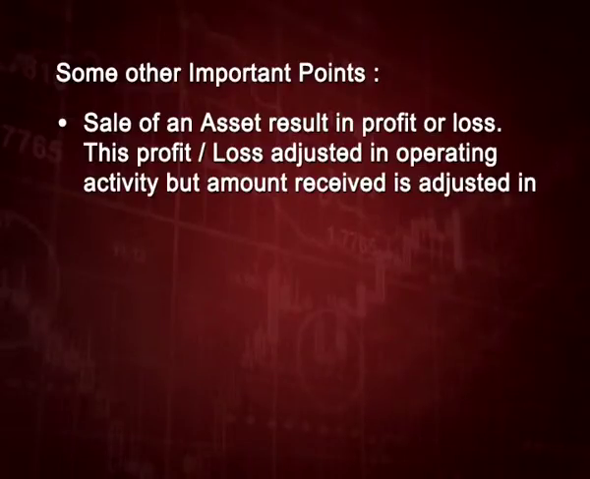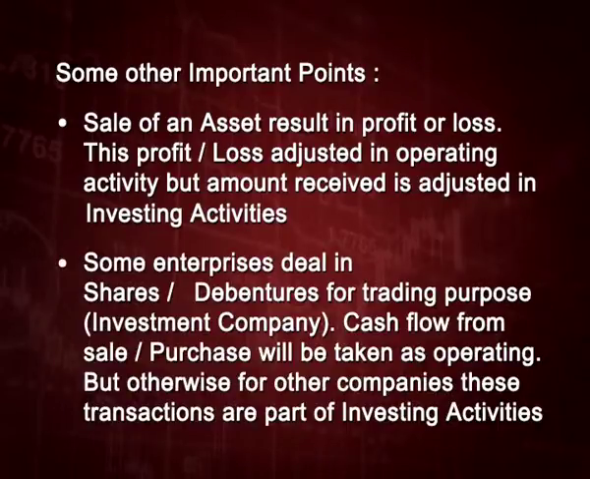There are some other important points. When we sell some asset, it can result in profit or loss. Now, this profit or loss will be adjusted in operating activity, but the amount received as sale proceeds will be adjusted in investing activity. Some enterprises deal in shares or debentures for trading purposes, that is investment company or banking company. Cash flow from the sale or purchase will be taken as operating activity for these enterprises, but otherwise for all other companies these transactions are a part of investing activity.